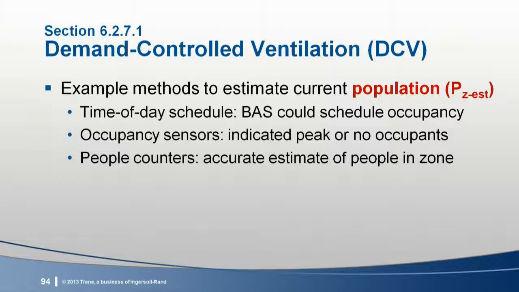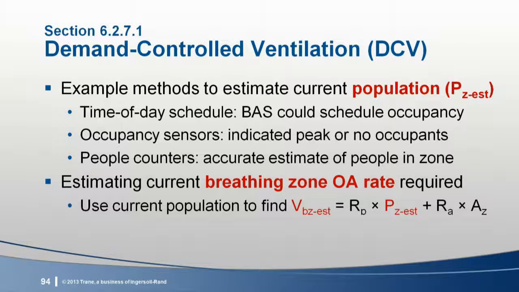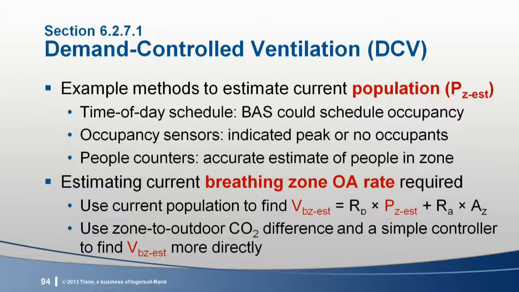Finally, people can actually be counted in some zones. For instance, theater ticket sales or store entry-exit turnstiles can be used to find a fairly accurate estimate of population. Other people counters are also available, but they are usually more expensive. The estimated breathing zone outdoor airflow currently needed can then be calculated using the estimated population. Alternatively, the breathing zone rate can be estimated more directly using CO2 sensors and a simple controller.